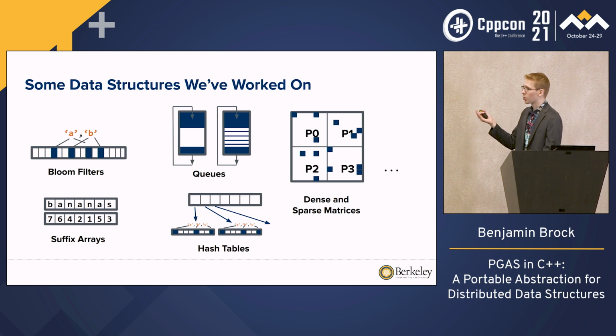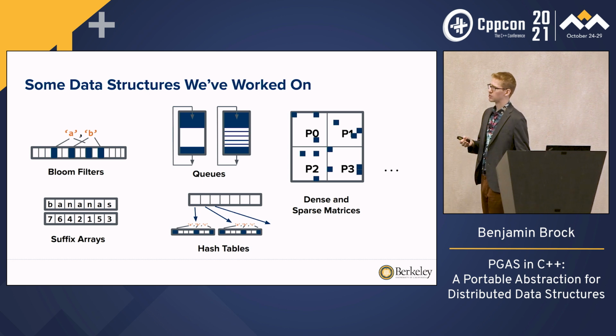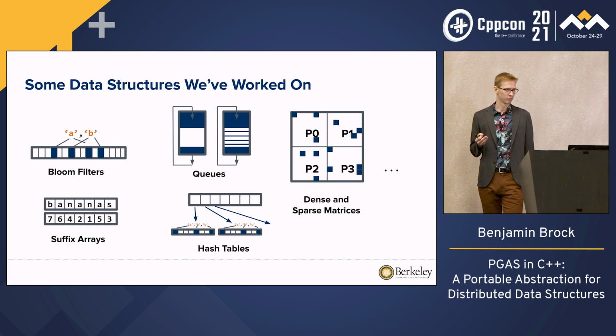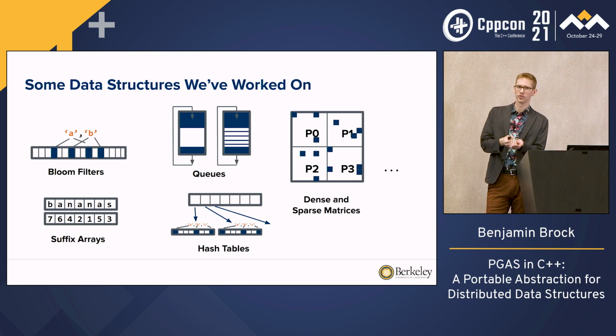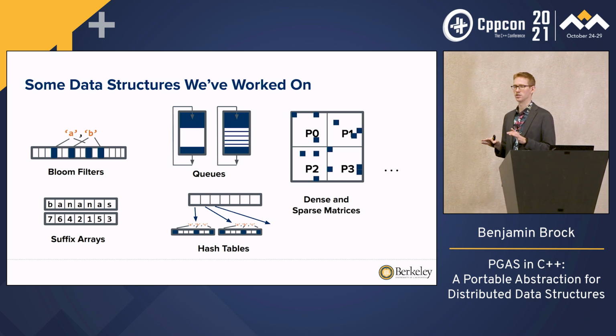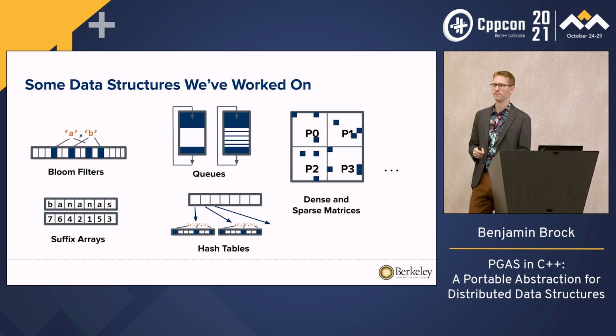So we've implemented a whole bunch of different data structures using this model, ranging from Bloom filters to queues, suffix arrays, and hash tables. And so this is generally how we've created data structures on CPUs. So I'll stop here. I'm about to move over to GPUs, but first ask if there are any questions before I go on.